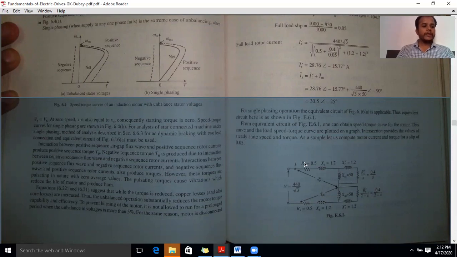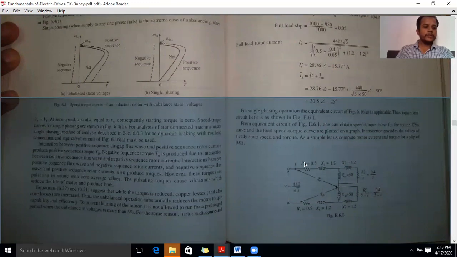So now what is this single phasing? Whenever the three-phase induction motor is operated, and suppose one phase is open circuited, then it is called single phasing. So if there are three phases, and out of the three phases one phase is open circuited, then it is called single phasing.